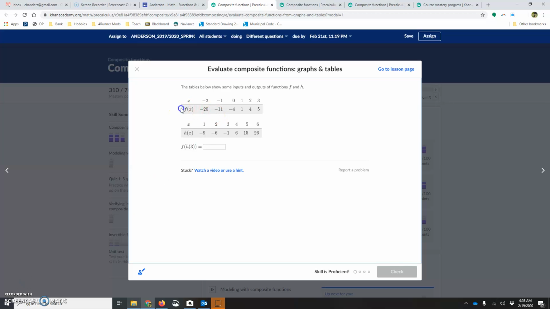So here is the f outputs down the bottom, and here's the h outputs. We are doing a composite down here, so h goes first, then f. We're putting 3 in for h. So we're going to find where 3 is, and what comes out? -1 comes out. Now we're going to plug -1 in for f, and what comes out? -11.